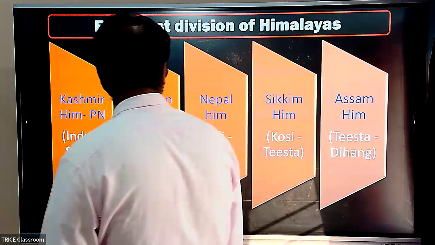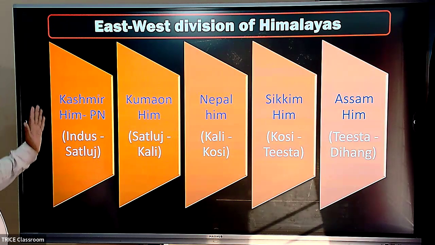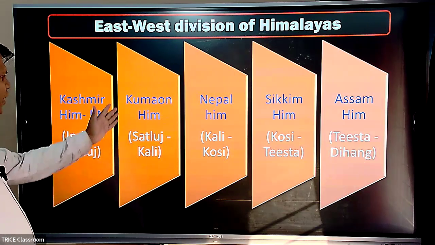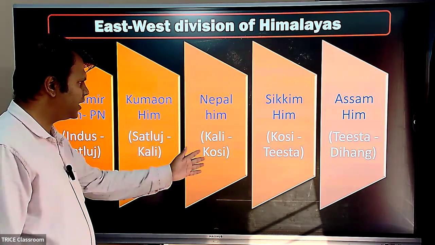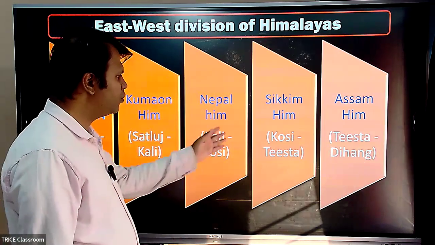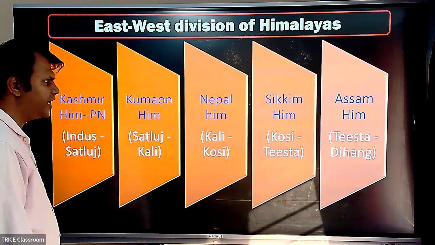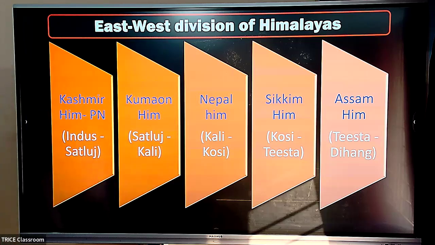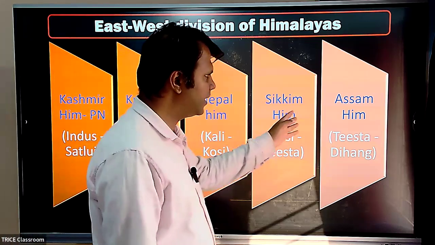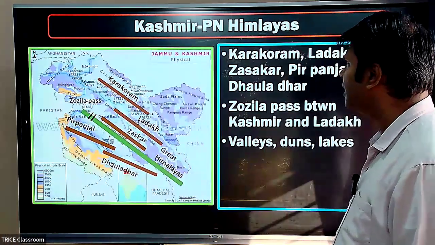Okay, next, the east to west division of Himalayas. From Indus to Sutlej, you have the Kashmir, Himachal Pradesh, Punjab region. Then Sutlej to Kali, you have the Kumaon Himalayas. Kali to Kosi, the entire thing falls in the Nepal region, so that's where you have the Nepal Himalayas. Then Kosi to Tista River, you have the Sikkim Himalayas. And Tista to Dihang River, you will find the Assam Himalayas. So we can classify the Himalayas as Kashmir and Punjab Himalayas, Kumaon Himalayas, Nepal Himalayas, Sikkim Himalayas, and Assam Himalayas, right? This is the east-west division of the Himalayas.